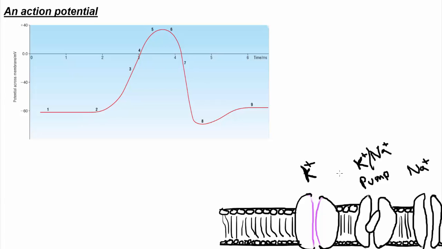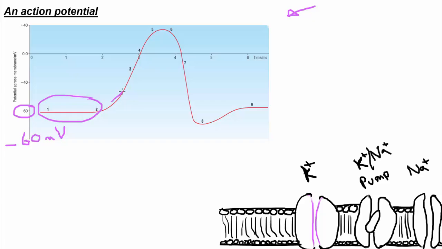So here we see the action potential, and what you might need to be able to do is to interpret a graph like this in terms of what's happening at the cell surface. So at point 1 and 2 you should be able to see or interpret from the graph that it's at the resting potential of negative 60 millivolts.